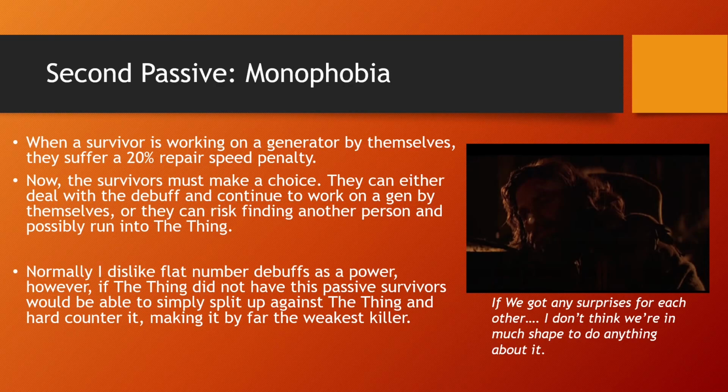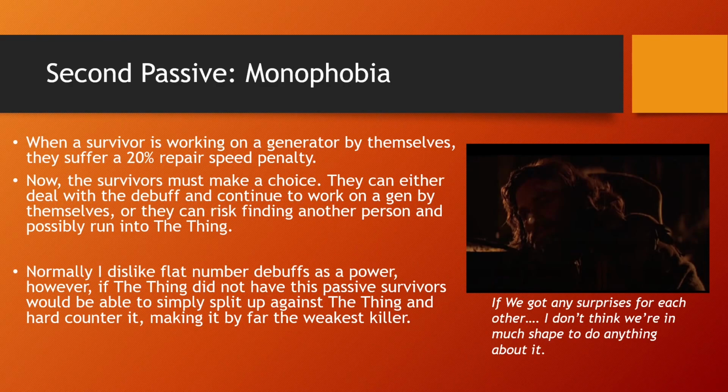Unless you want to run full Corrupt Intervention and Deadlock and all the gen-blocking perks. So if you can think of a better way to force survivors to work on generators together, instead of just separating out, feel free to tell me in the comments. Maybe you can come up with something more creative. I feel like this is pretty good though.